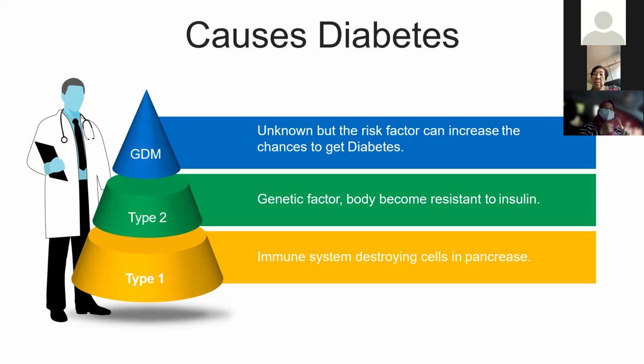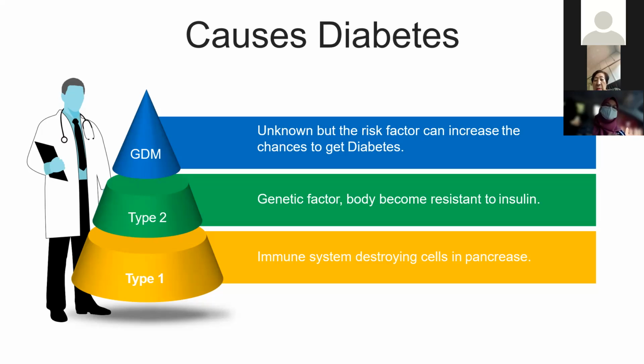All right. So the second one, type 2. Type 2 is usually genetic. It comes from your family, a long time family history. If it comes from genetics, it's quite difficult to treat, but it's possible to control your diabetes. That's why your body becomes resistant to insulin.